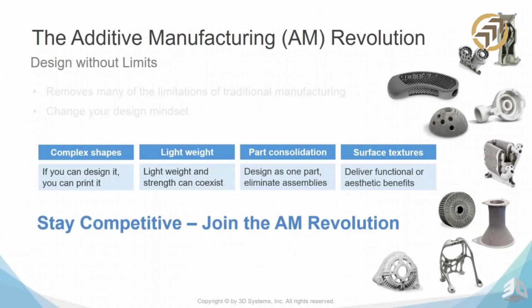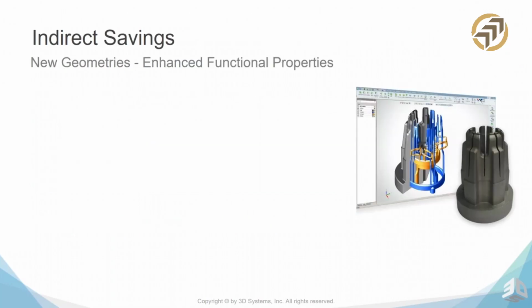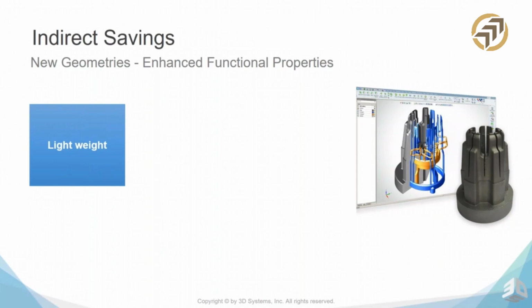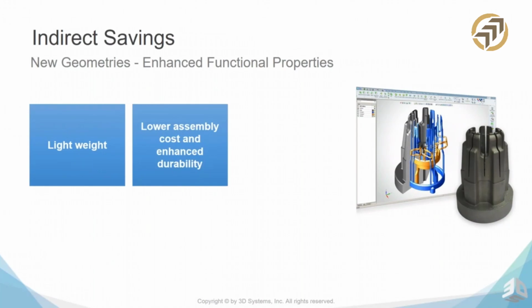Most important, supporting additive manufacturing is becoming a key element in your ability to be competitive in this market. I would like to stress one more time that the new geometries enabled by 3D printing and the enhanced functional properties they provide, like lightweight or part consolidation, are important not necessarily because of the direct saving, meaning lowering the manufacturing cost of the part. They are important because of the indirect savings that can range from fuel savings to patient quality of life, in the case of lightweight, for example, to lower assembly cost and enhanced durability in the case of part consolidation.